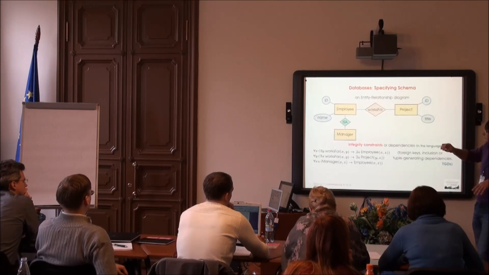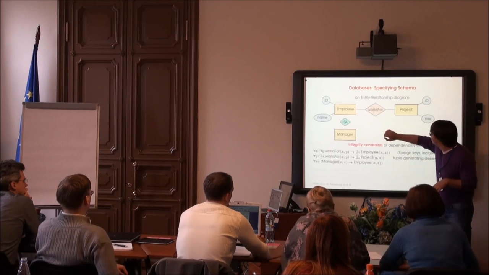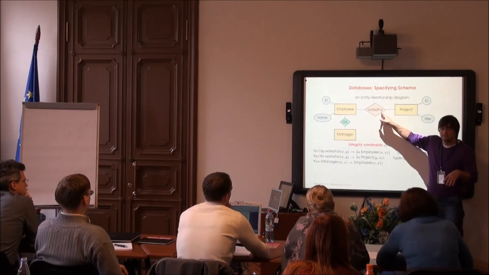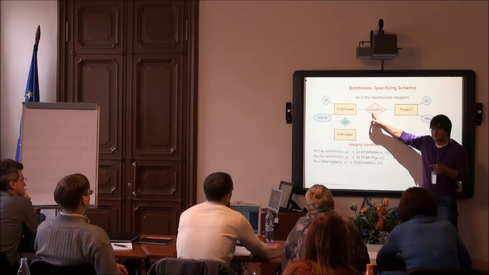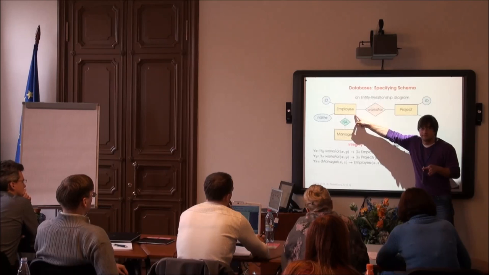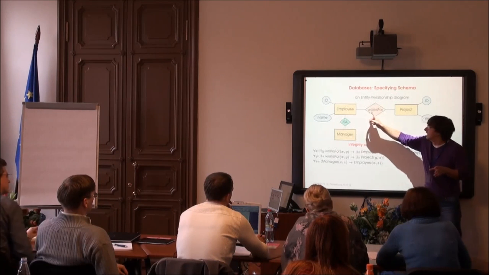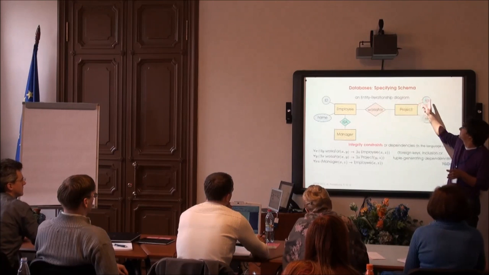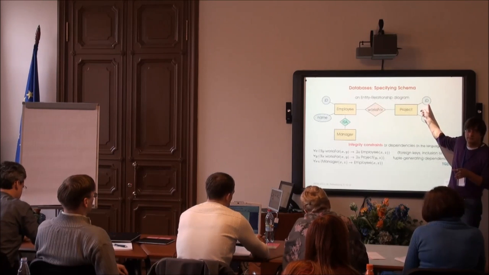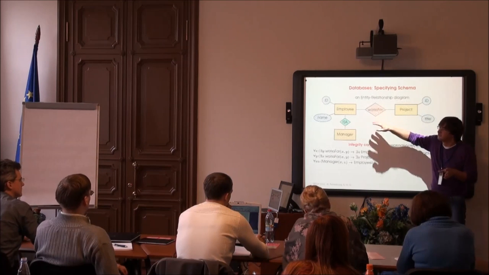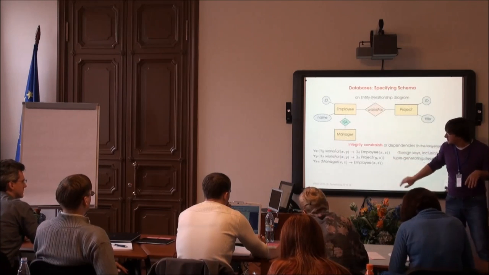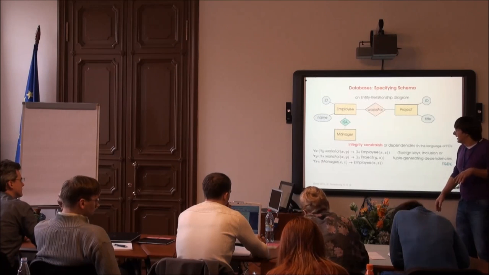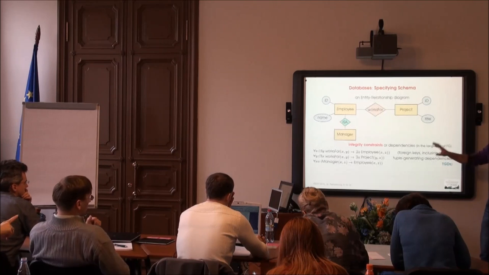So if you have a binary relation, for instance here you have this works-for relation. In the database, you would model this as a table with two columns. And it only makes sense to say that the values for the first column must be IDs of employees, and values from the second column must be IDs of projects. Otherwise, if you have just arbitrary values, that's not actually a correct model. And these first-order formulas, sorry guys, are meant to express precisely that.